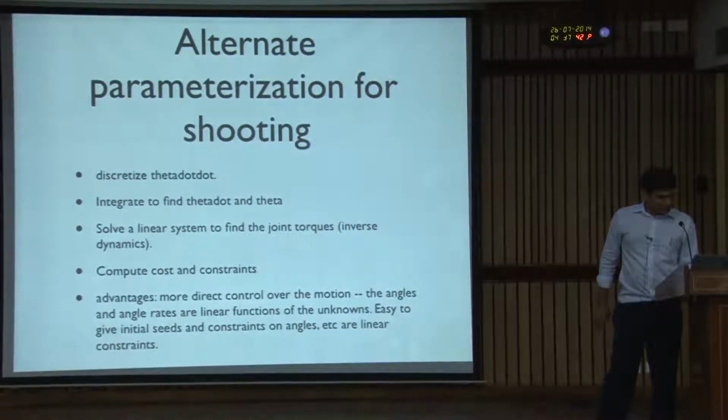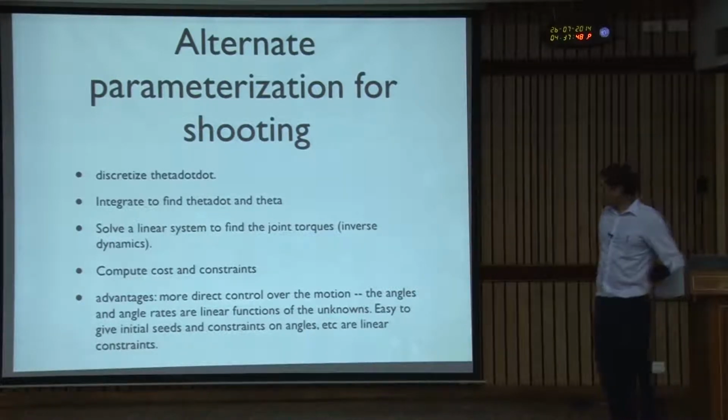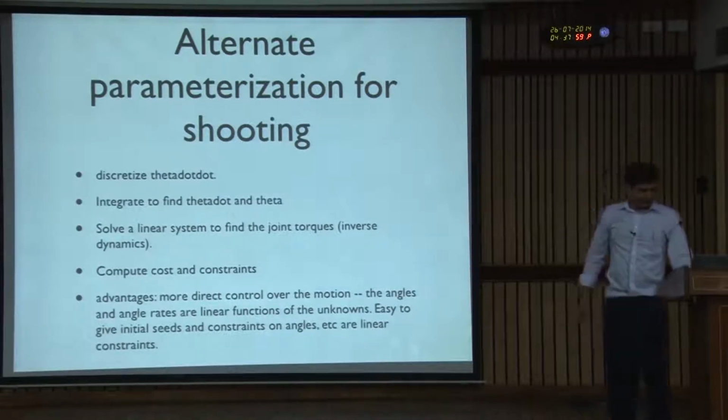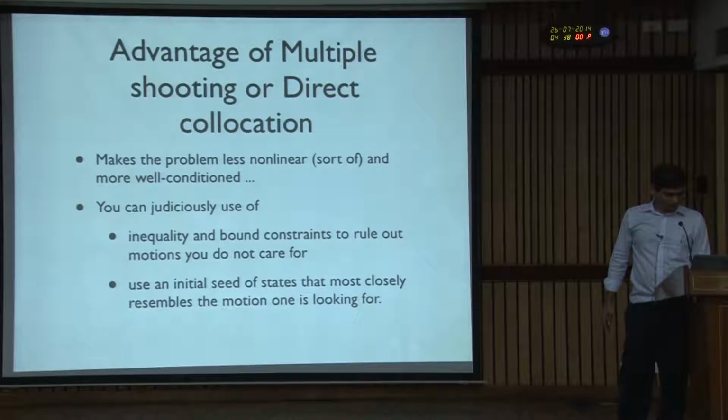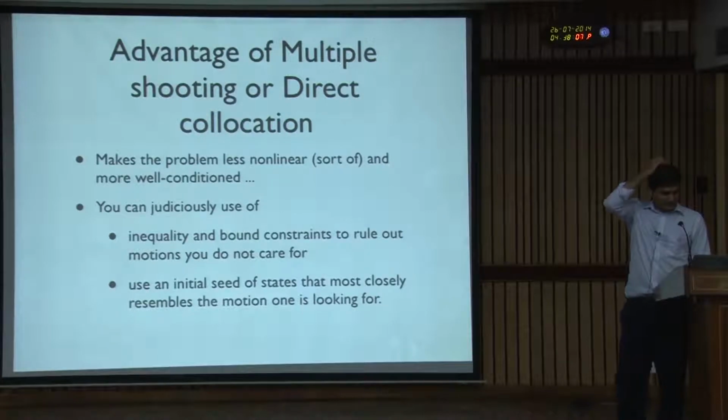I guess this is similar to what Anindo suggested initially: the alternate parameterization for shooting. Instead of parameterizing the torques, you could parameterize theta double dot, for instance, or theta, of course, and integrate theta double dot to get theta dot and theta, and so on. And this is sort of an answer to Ishan's question.